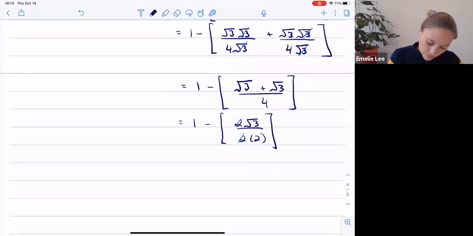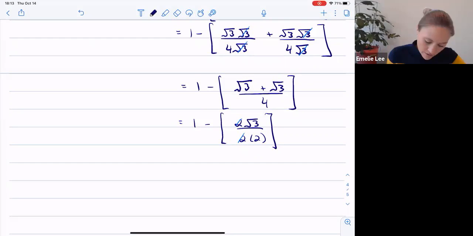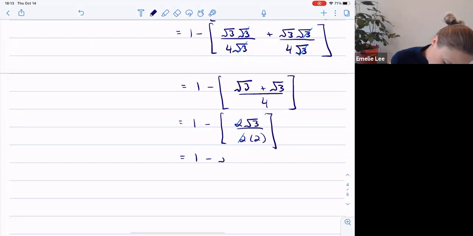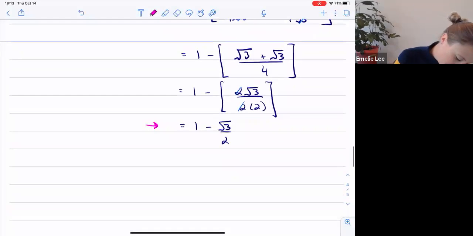1 minus root 3 over 2. I could rewrite it as something fancier, right? I could put 1 over a common denominator of 2. So I could rewrite 1 as 2 over 2, but I would still have 2 minus root 3 over 2. And I don't really think that I gain anything from that. So I'm just going to leave it here. Okay, so here, this becomes 1 minus root 3 over 2. This is the exact answer.